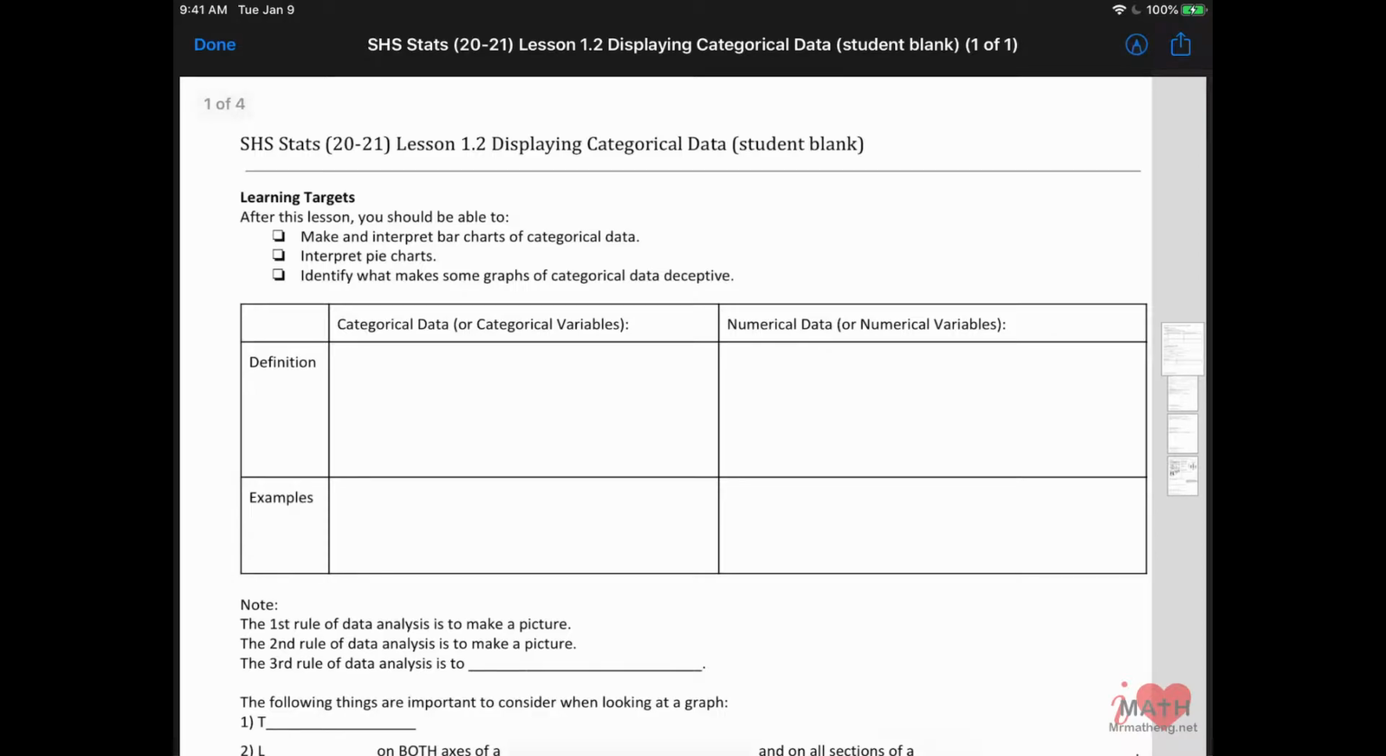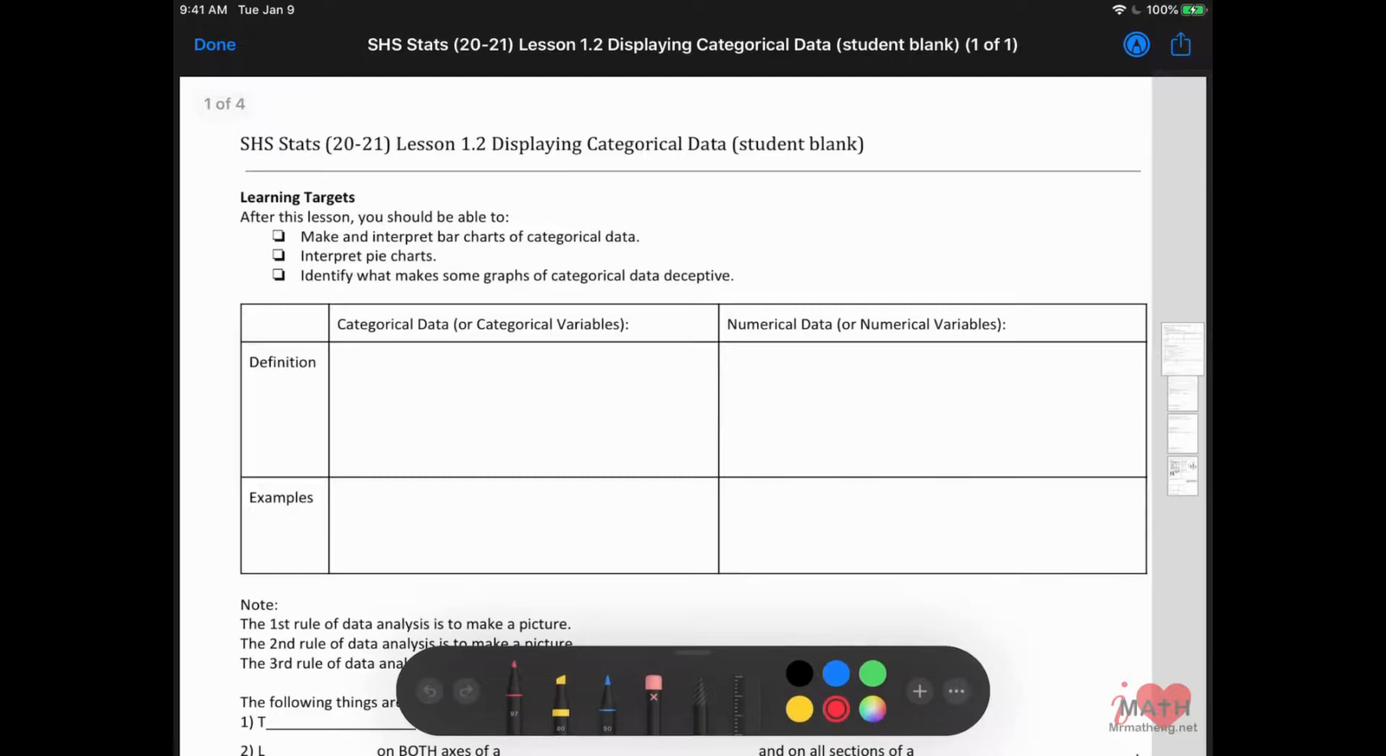Hi students, let's go over lesson 1.2, and our learning targets are, after this lesson you should be able to make and interpret bar charts of categorical data. So we're going to go back over categorical data, we're going to interpret pie charts, and then we're going to identify what makes some graphs of the categorical data deceptive or tricky.